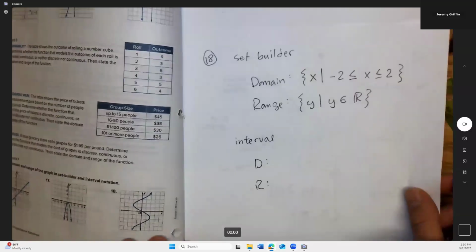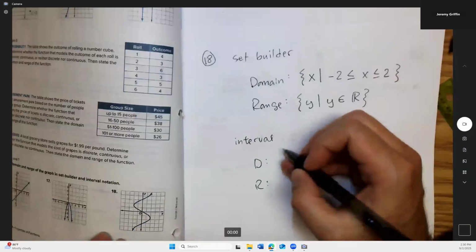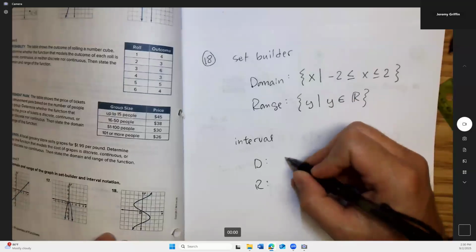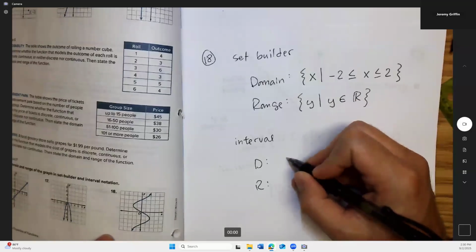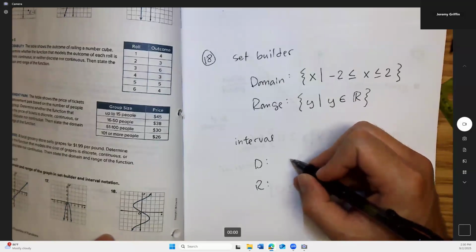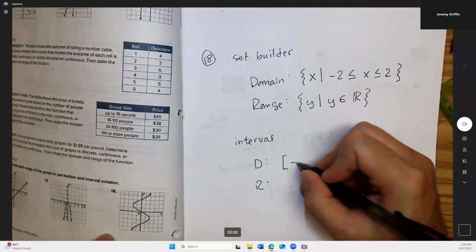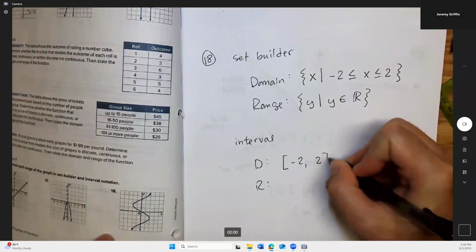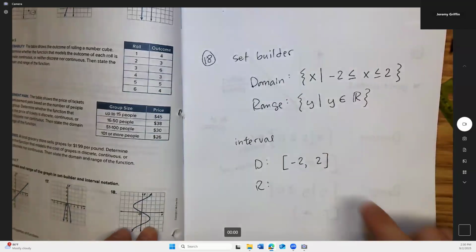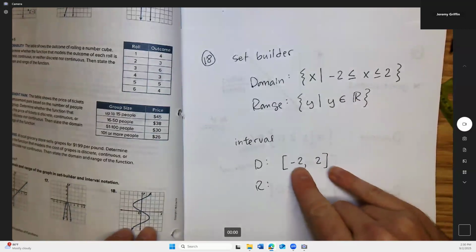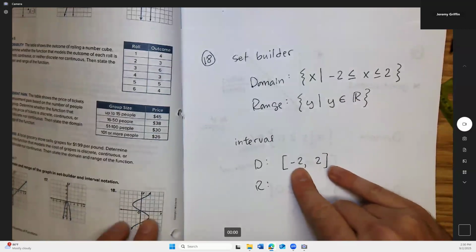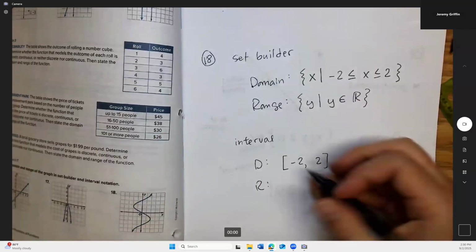All right, so let's re-describe this in interval notation. What's the interval for the domain? Yeah, -2 to 2. Now, should I use parentheses or brackets? Bracket. Why brackets? Because you're allowed to also include these numbers. You're allowed to include -2, and you're allowed to include +2. So the domain does go that far.